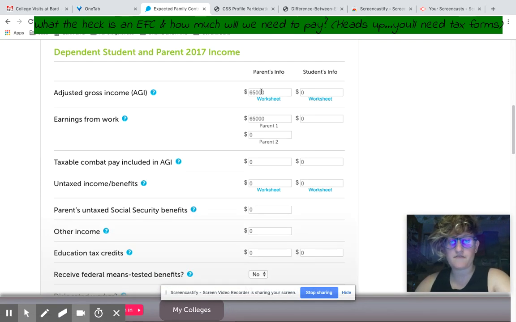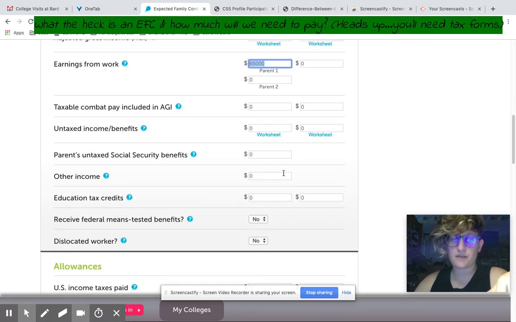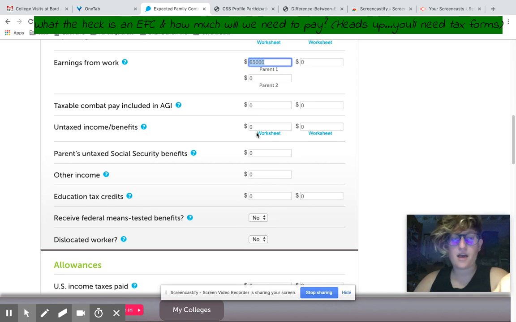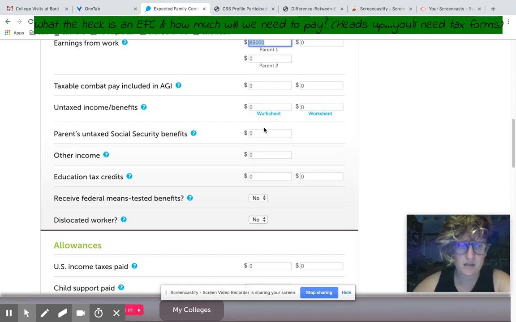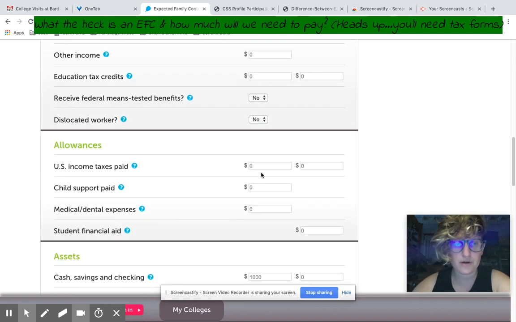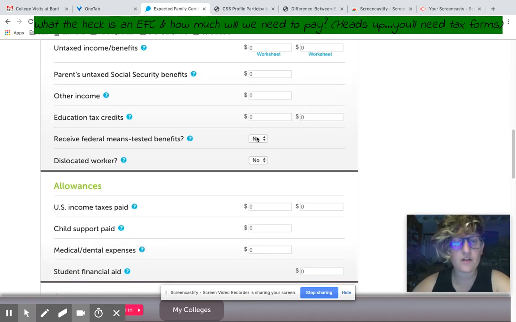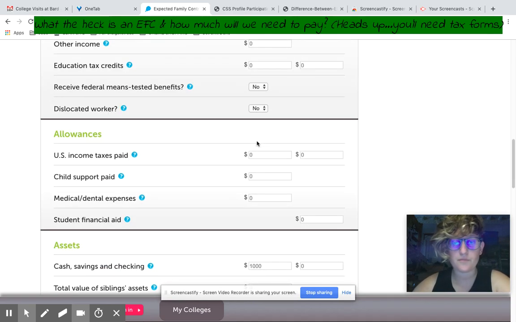So this is going to ask about finances. I use an example. Let's say they make $65,000 a year. That's almost all from work and not from something else. Combat pay, untaxed benefits. Now, students, if you're doing this alone, you're going to need to ask your parents or guardians for information here. It's going to be really important. Dislocated worker. All these are questions that you're going to have to ask your family.